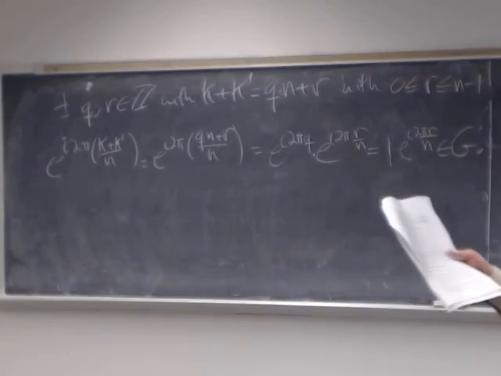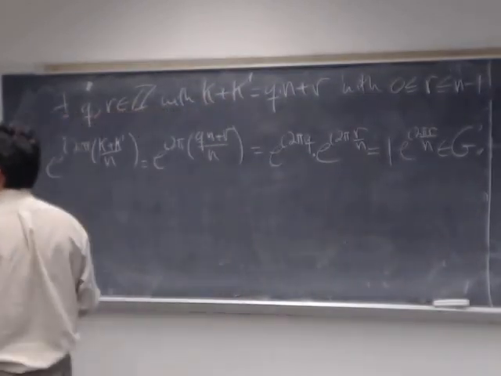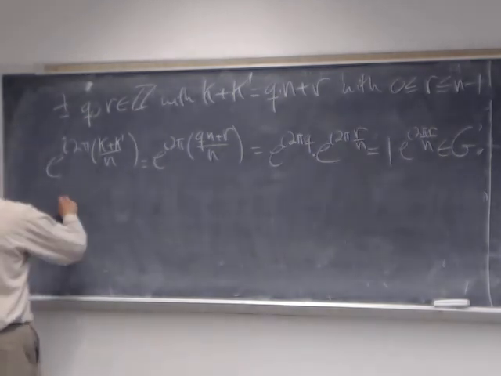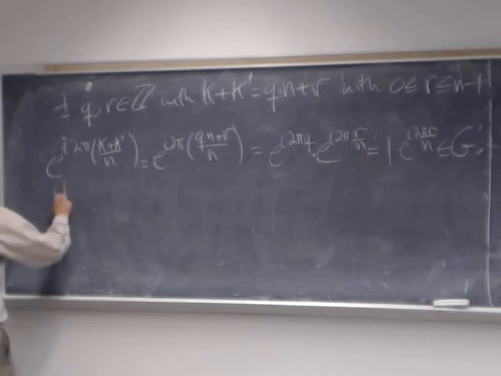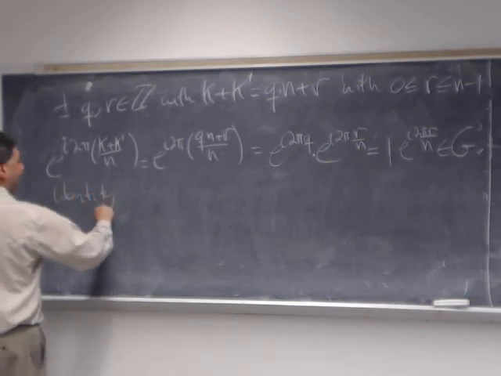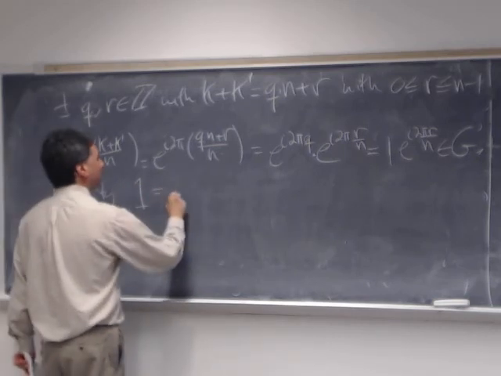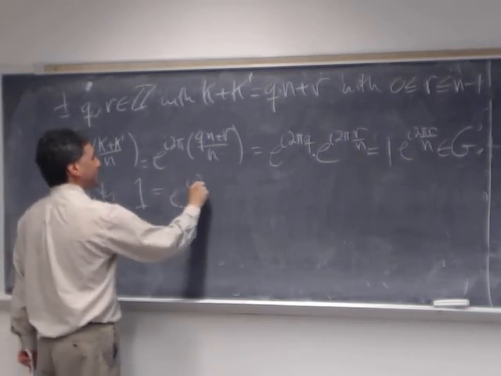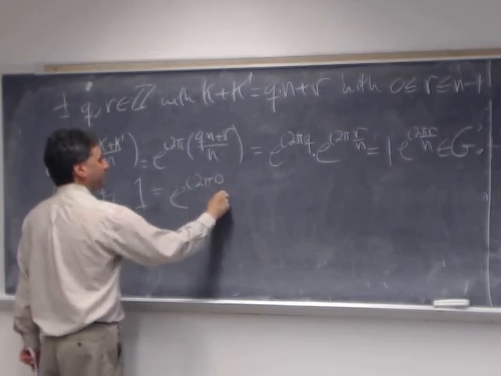What about associativity? We took that for granted, as a property of complex numbers. What about the identity? Well, clearly 1 has got to be the identity, but 1 is just equal to e to the 2 pi i theta times 0.